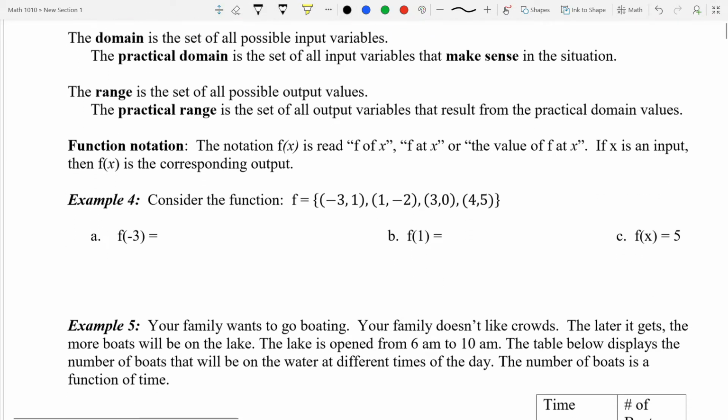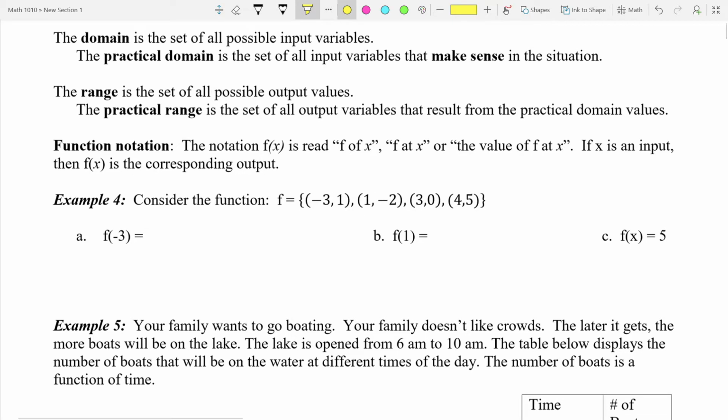All right, domain. This is important. All these things are super important. You're going to see it. Domain is what goes in. We talked about that. Practical domain. I don't know why, but students last year and the year before kept struggling. I don't understand practical. It's just what makes sense.